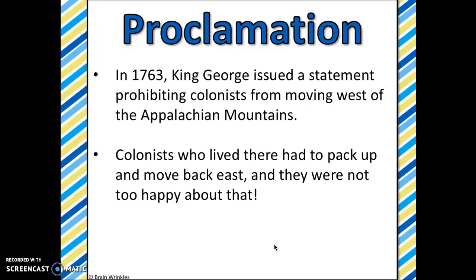So, in 1763, there also came a proclamation. It is called the Proclamation of 1763. King George issued a statement that said no colonists can move west of the Appalachian Mountains. He said if you are upset, you can feel free to move, but you cannot move west of the Appalachian Mountains. So colonists who lived west of the Appalachian Mountains had to pack up all their things and move back. And they were not happy about that.